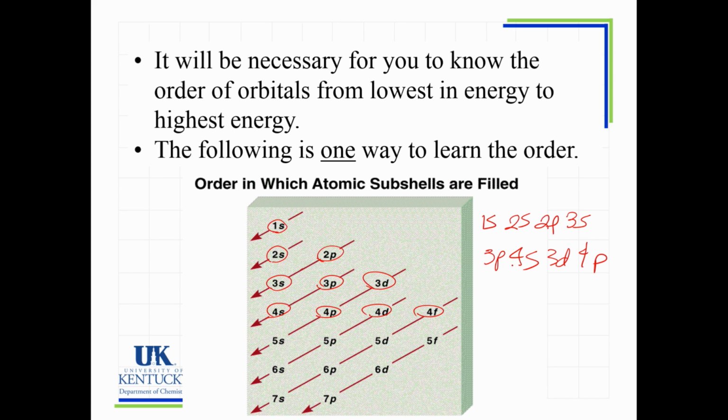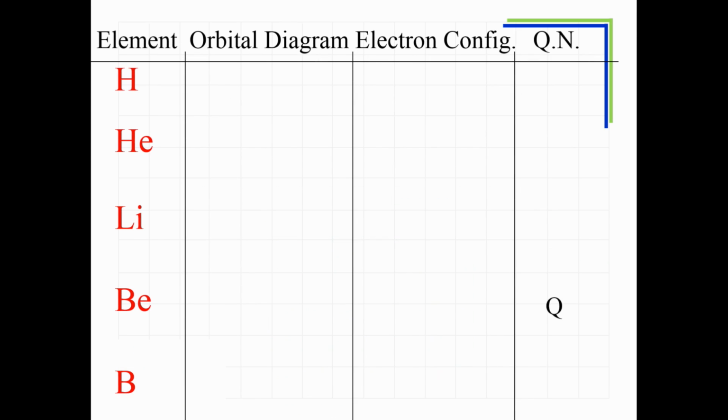I would never want you to memorize this order, but you can construct it by reconstructing this little diagram and drawing your arrows through, okay, to know the order they're filled. Or better yet, here in a little bit I'll show you how to use the periodic table. But that's the order that they're filled in, and you're going to refer to that for a little while as we go through and do these electron configurations.